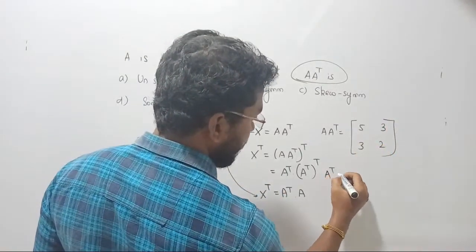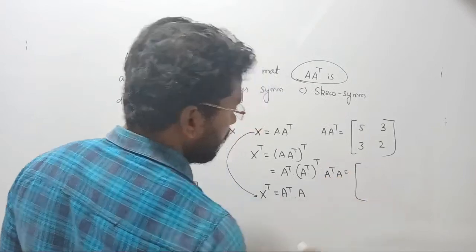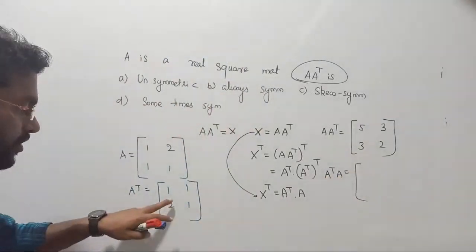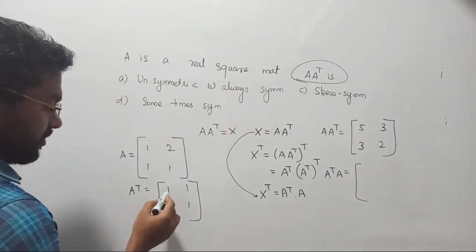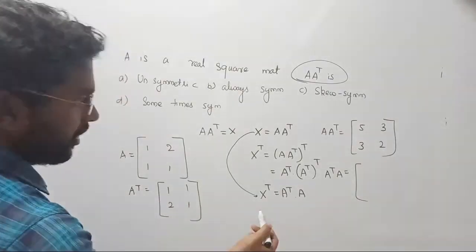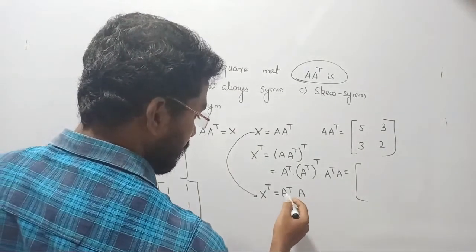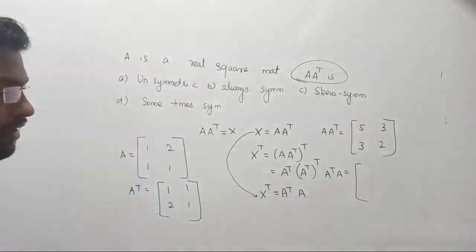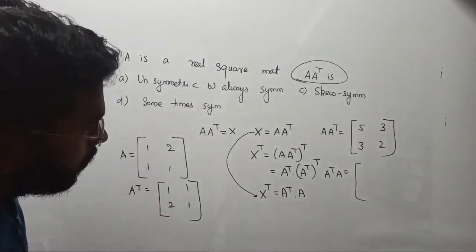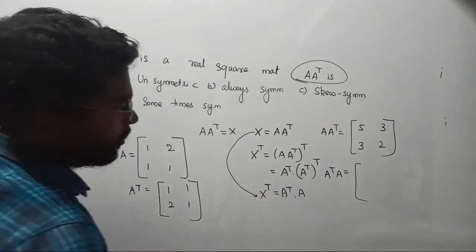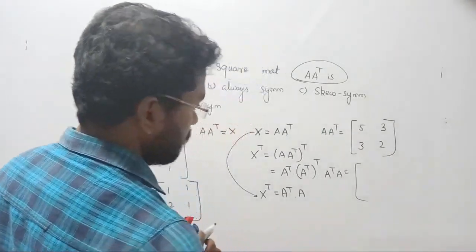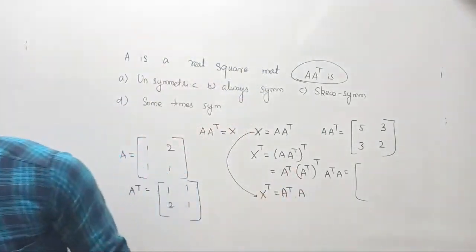Let's figure out the value of A transpose into A. See, A transpose is first this one. So I would like to get the value of A transpose into A. Guys, please wait 1 minute. I think here I made a small mistake.